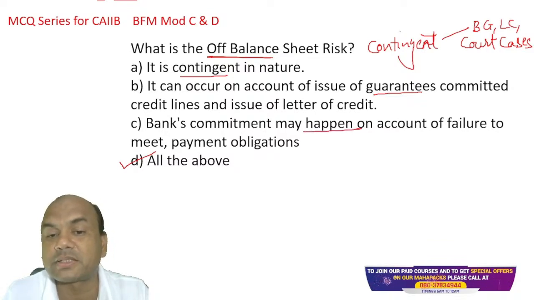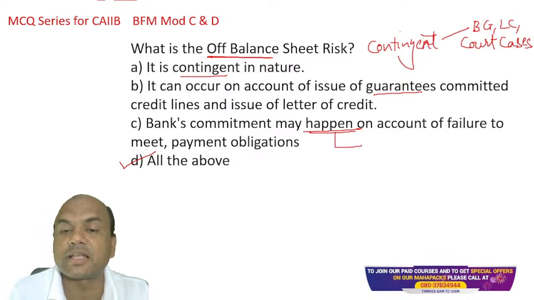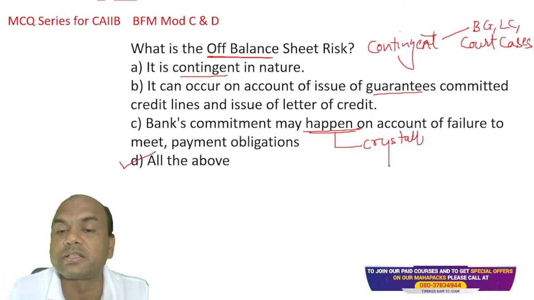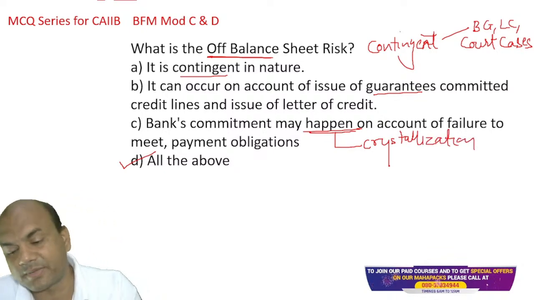May happen means crystallization. This is called crystallization. When the risk which you have just given in words comes up for payment, that is known as crystallization. So the answer is A, D.